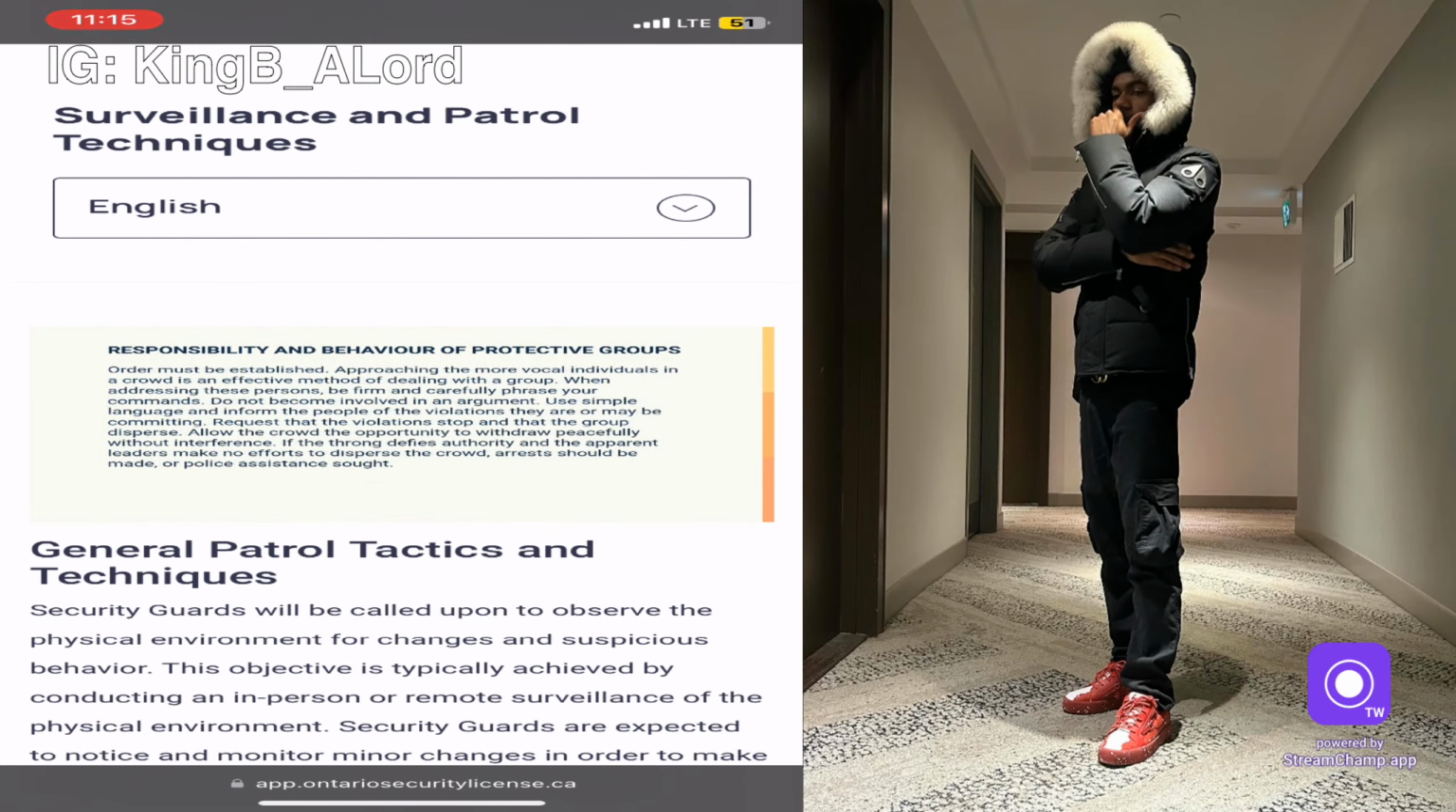Approaching the more vocal individuals in a crowd is an effective method of dealing with a group. When addressing these persons, be firm and carefully phrase your commands. Do not become involved in an argument. Use simple language and inform the people of the violations they are or may be committing. Request that the violations stop and that the group disperse. Allow the crowd the opportunity to withdraw peacefully without interference.